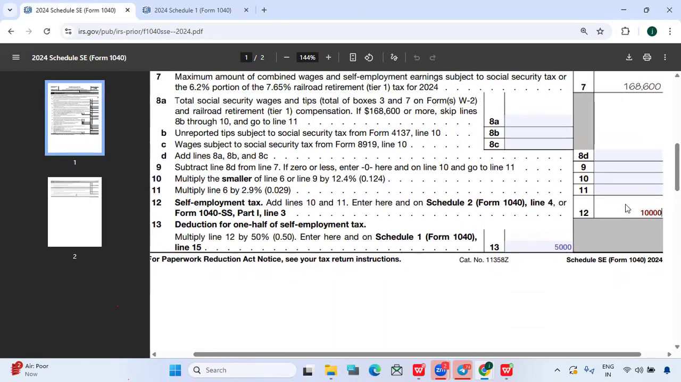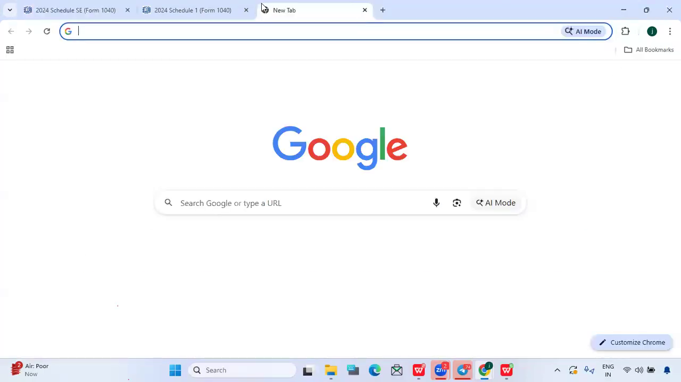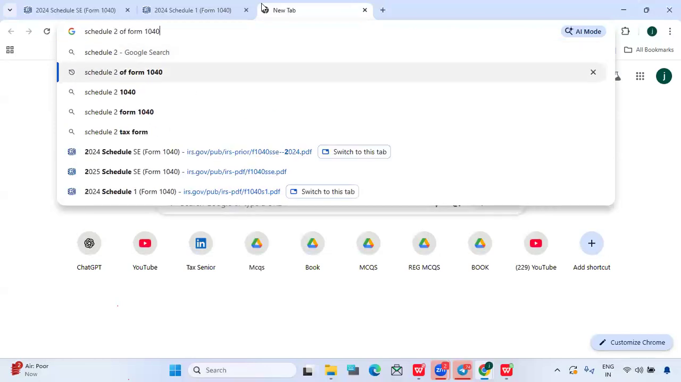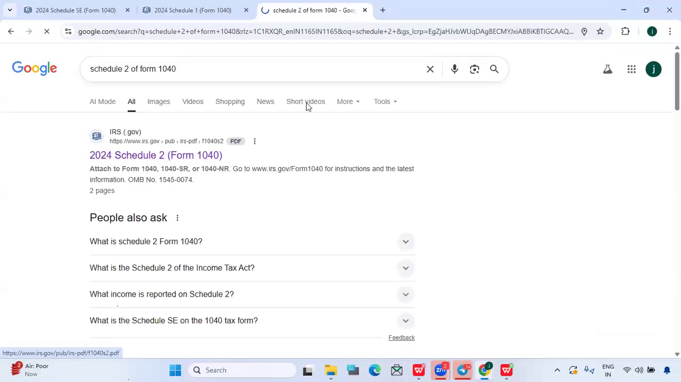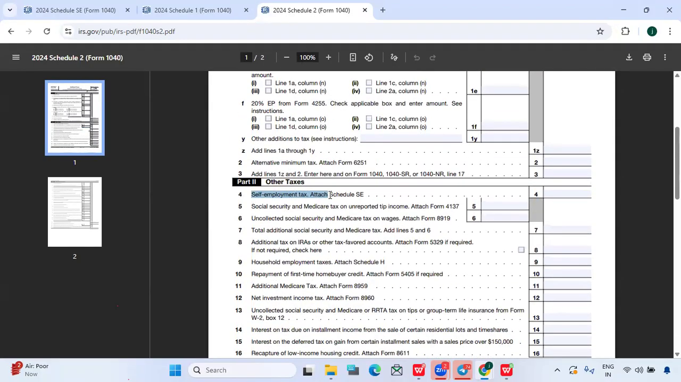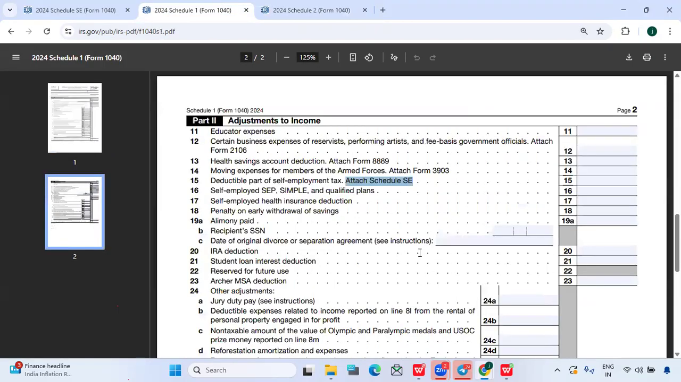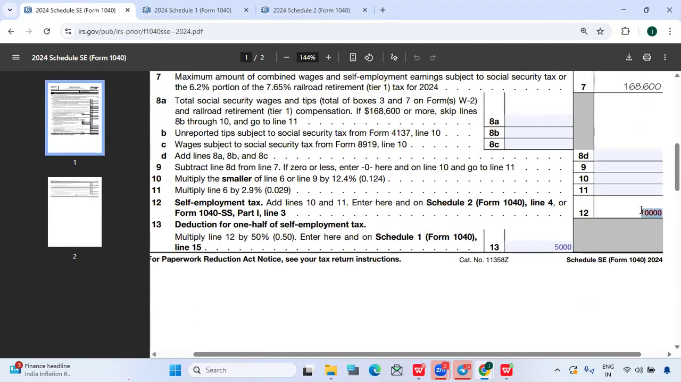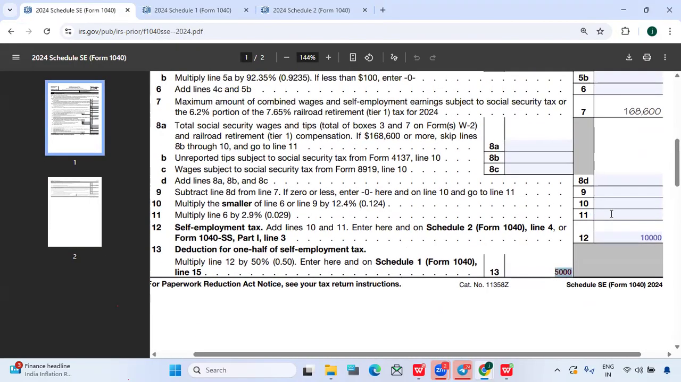And also this $10,000 is additional taxes, right? For additional taxes, we have Schedule 2 of Form 1040. In this we have Part 2, line number 4, which is self-employment taxes. So you will enter 10,000 here and 5,000 here. This total information we will enter here, 10,000 here and 5,000 here. Guys, getting it?